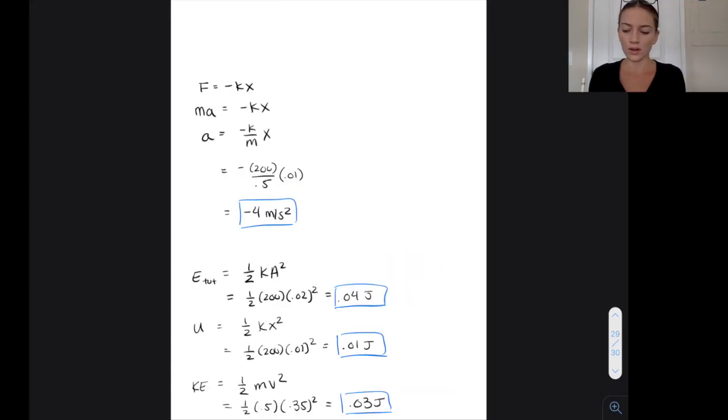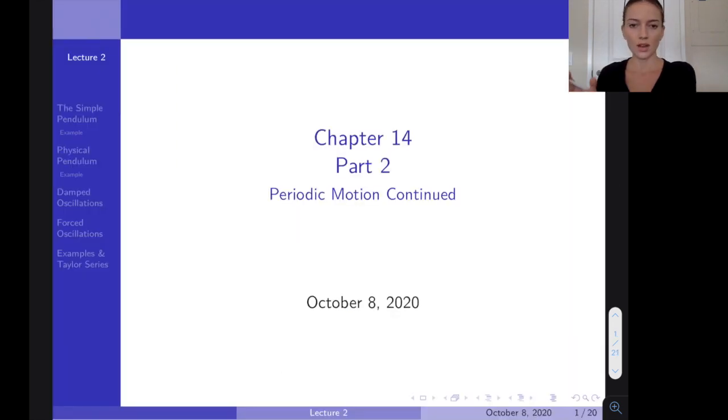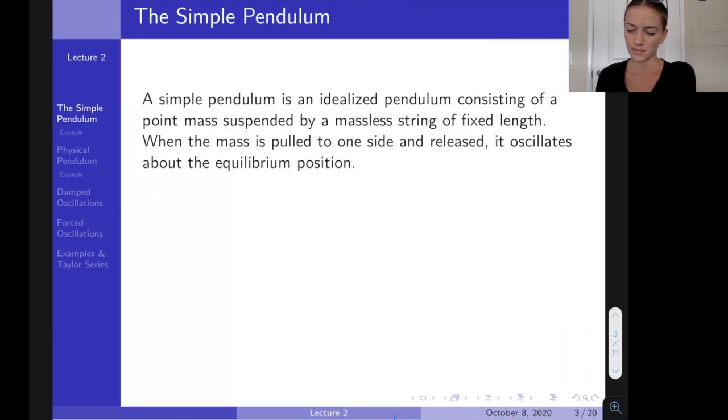Okay, so that's it for part 1, so now we're going to move on to part 2, today's true lecture. As I said before, this is going to be sort of like applications of simple harmonic motion, more physical examples. The first thing we're going to do is a simple pendulum, which is an idealized pendulum.